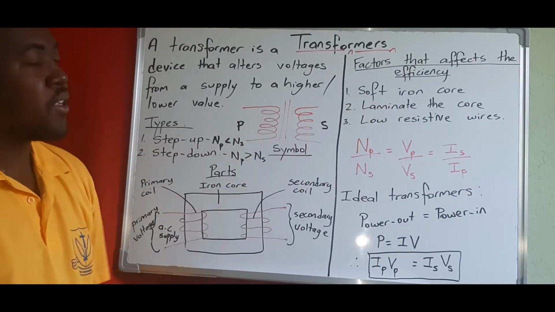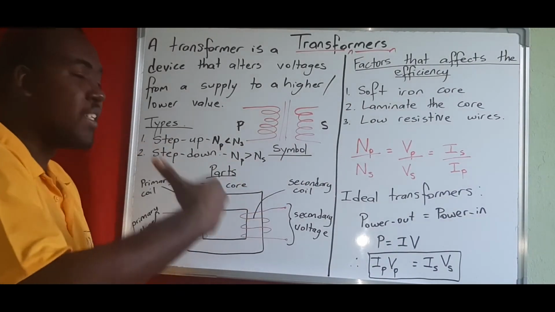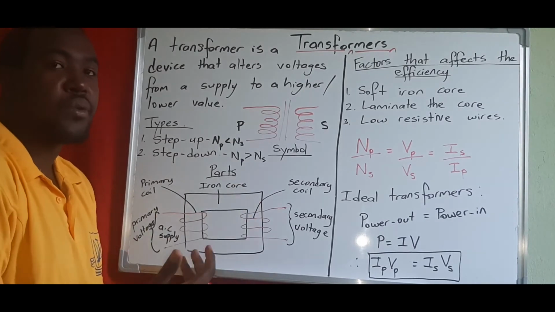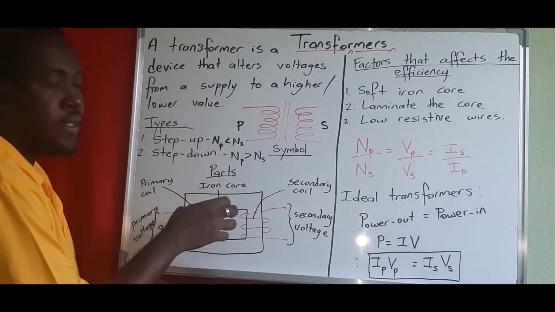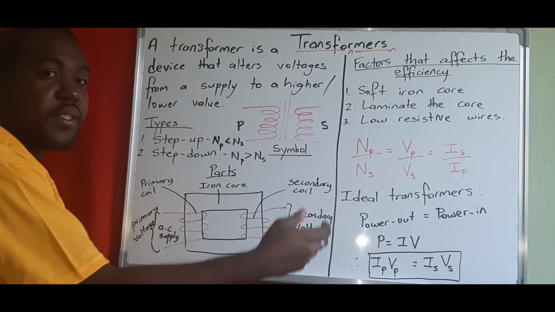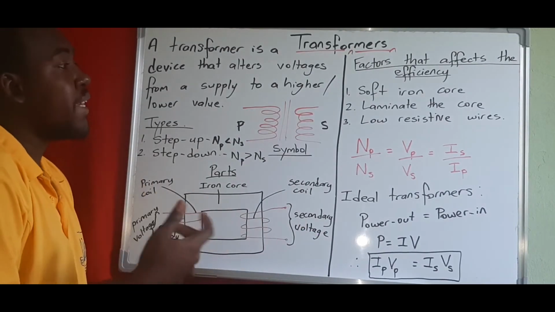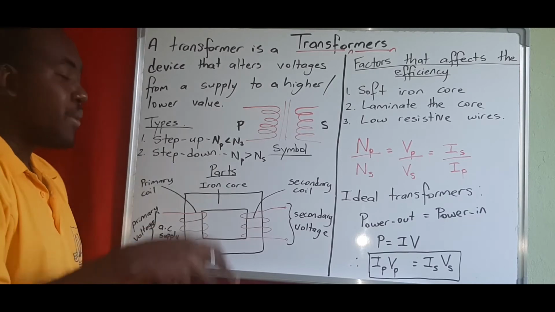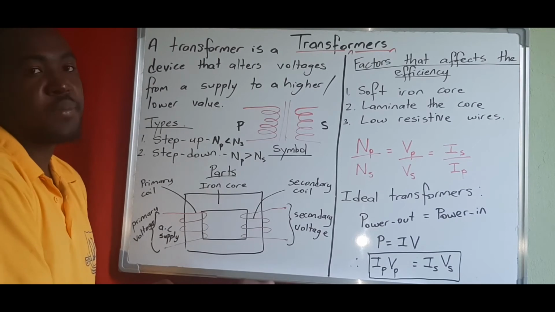Next is to laminate the core, right? So laminating the core means to put an insulating sheet over the core. And the purpose of this is because when we induce the magnetic field in the core, it also induces a resistive current, which is known as your eddy current, right? So laminating it will actually reduce the effect of the eddy current that is being produced.